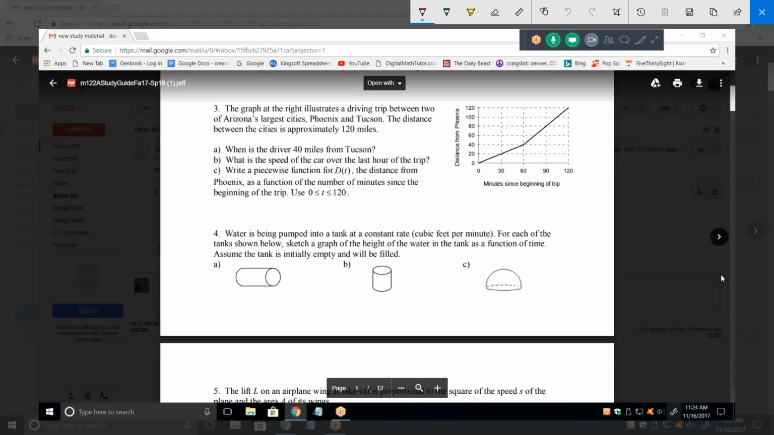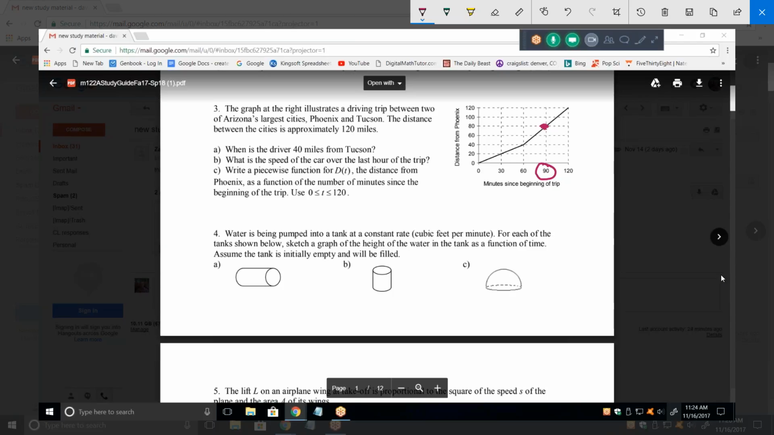At d equals 80, the 80 on the graph. But it says when is the driver. Oh, okay. So you're correct that that is the 40 miles from Tucson. So 90 minutes. Hold on a second. That vertical graph says distance from Phoenix. Okay, and 80 miles from Phoenix is 40 miles from Tucson. Okay, and so 90 minutes is the answer.